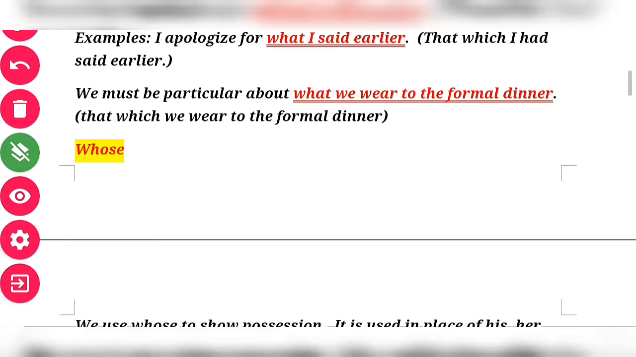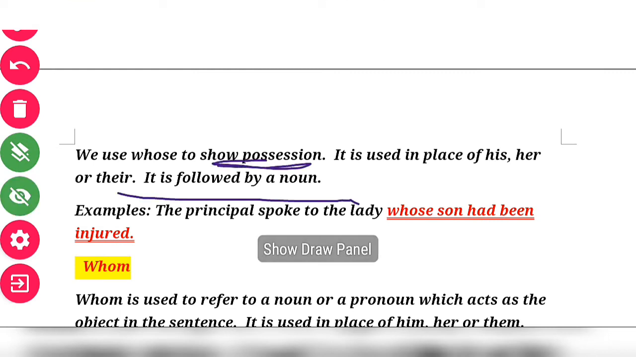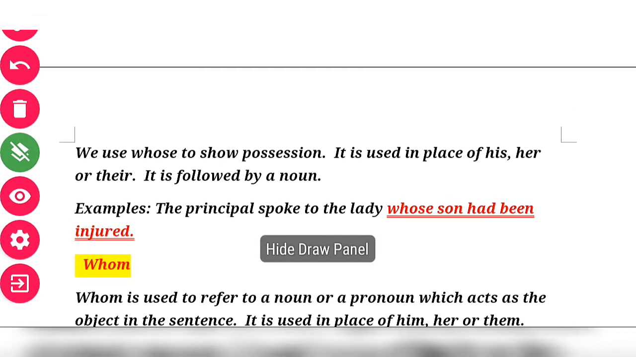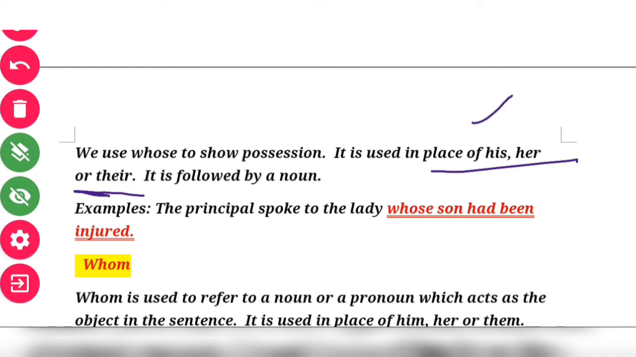Now let us talk about whose. We use whose to show possession. When we have to show possession, we use it. It is used in the place of his, her, or their, and it is always followed by a noun. See how: The principal spoke to the lady whose son had been injured. Whose son. So whose is referring to that lady.